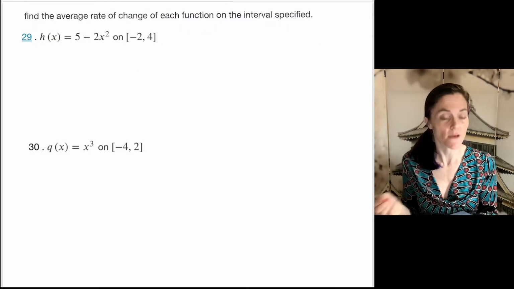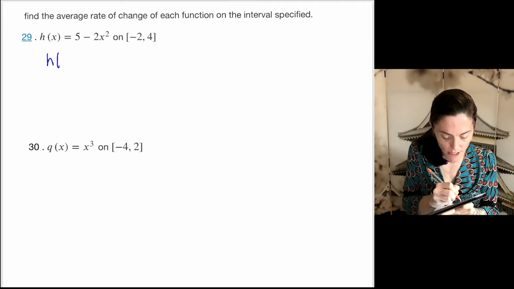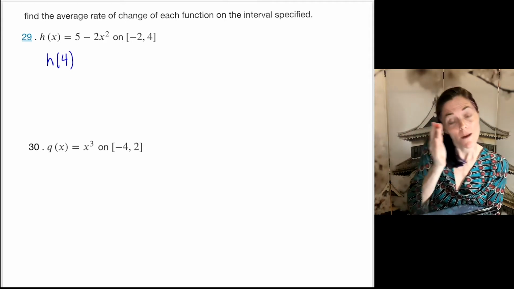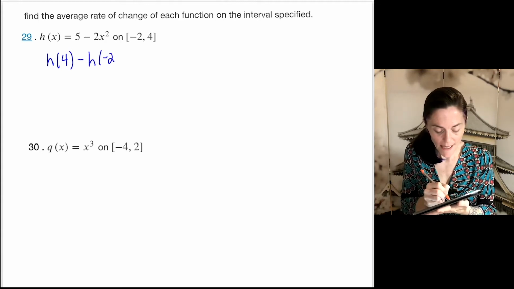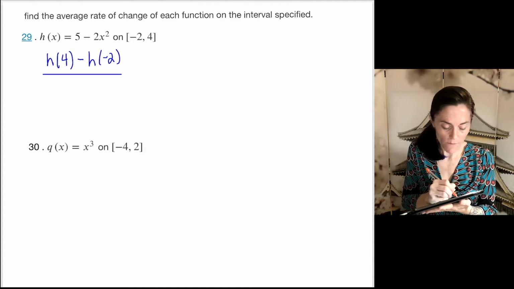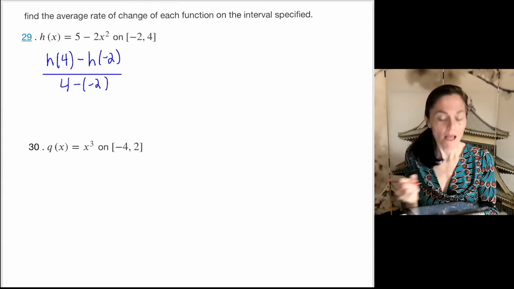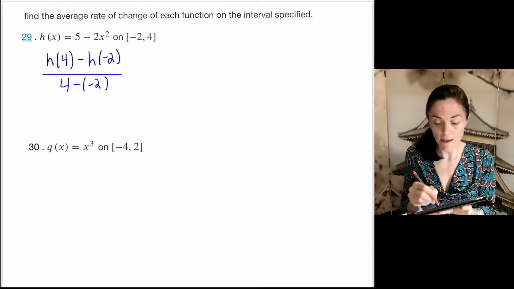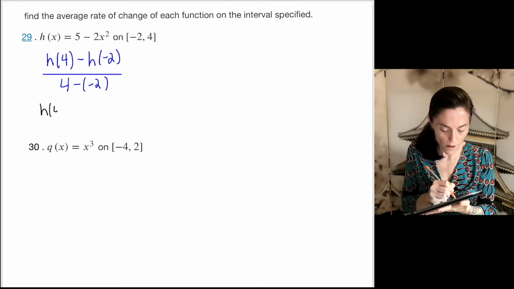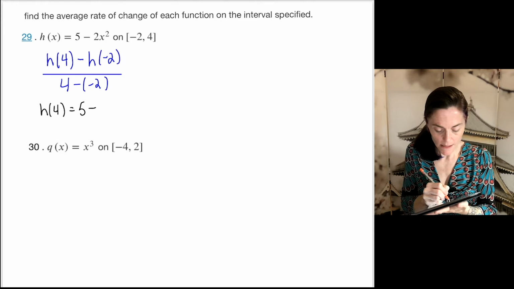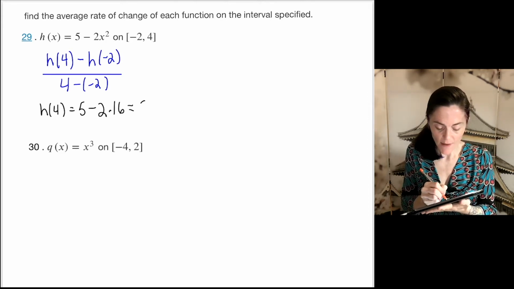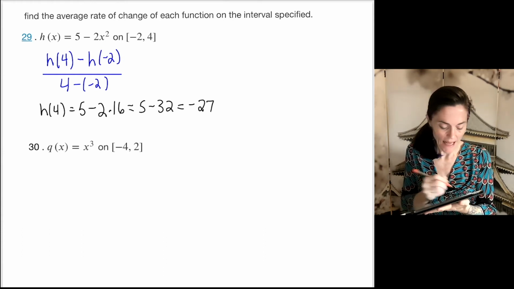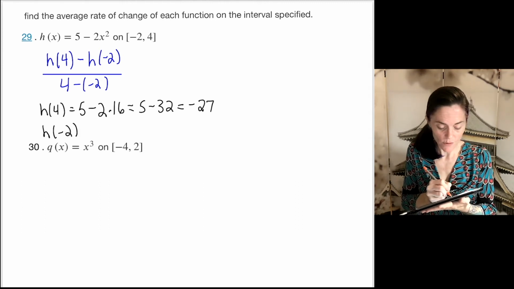29, we're given h of x. We want the average rate of change of h of x from minus 2 to 4. This would be h of 4 minus h of minus 2, and then divided by 4 minus 2. So as we did in the lesson, we can come to the side, calculate h of 4. This would be 5 minus 2 times 4 squared. 4 squared is 16. So we have 5 minus 32. This is negative 27.